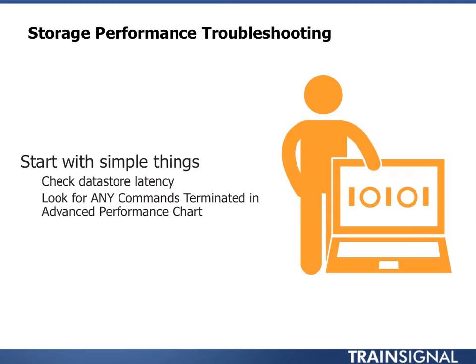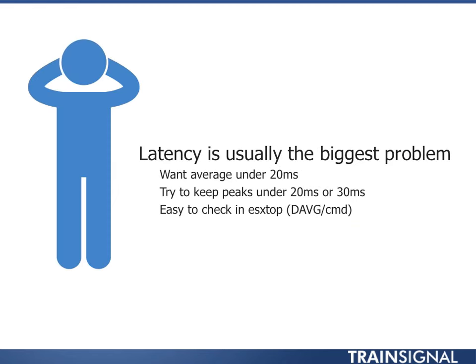Some simple storage performance troubleshooting we'll do again in more depth later, but start with the simple things. Check your data store latency. Hopefully you know what it is normally. Look for any commands terminated in the advanced performance chart. So go to your vCenter performance charts, go to the advanced. If you see commands terminated and it's not 0, you've got an issue. Normally it means something is very overloaded, and we need to start figuring out where that is.